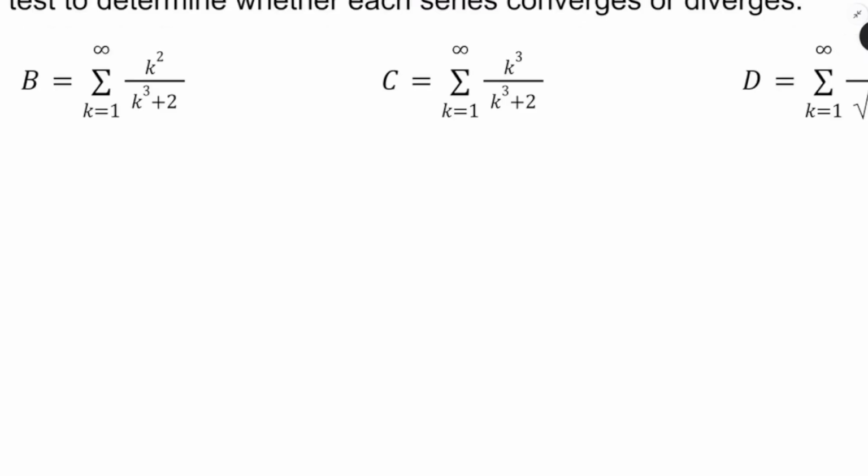All right, for B, I'm seeing a net difference in top and bottom of 1 degree. So I'm going to say we're going to limit compare to the harmonic. So the sum from k equals 1 to infinity of 1 over k diverges because it's the harmonic series.